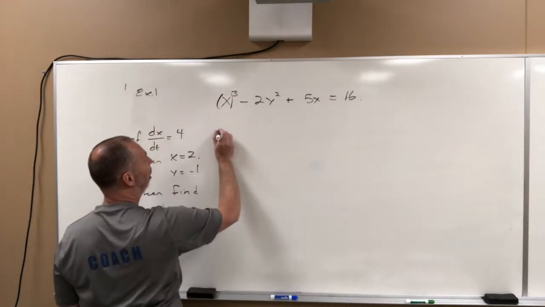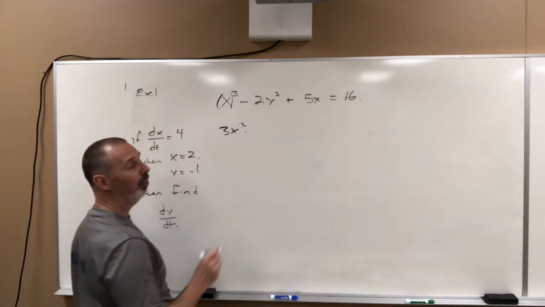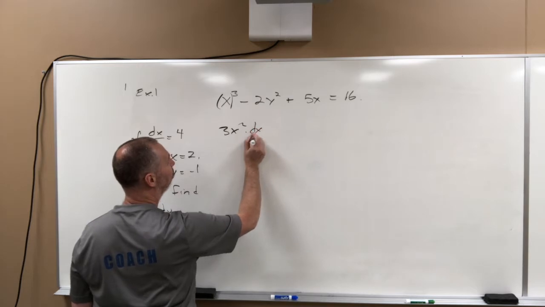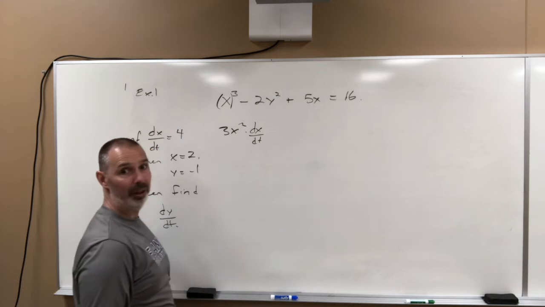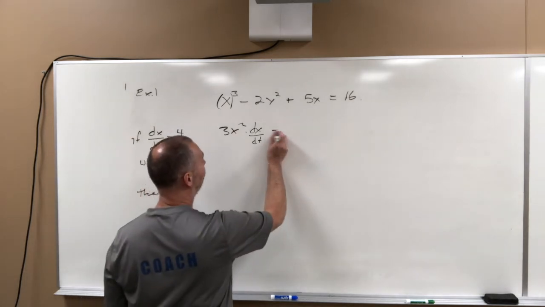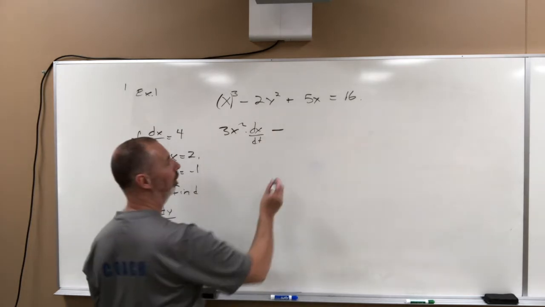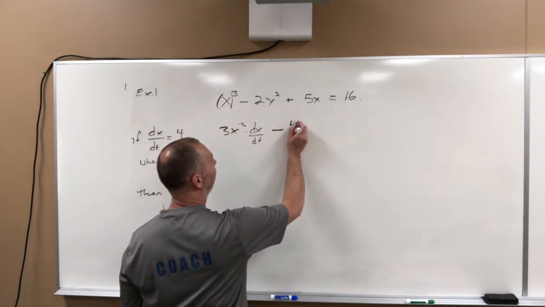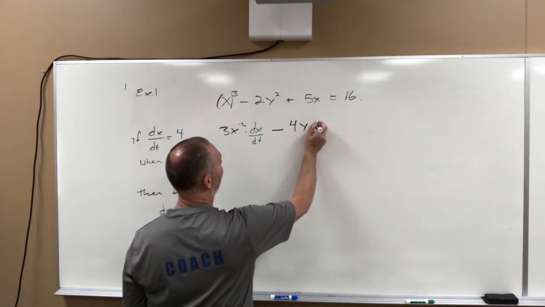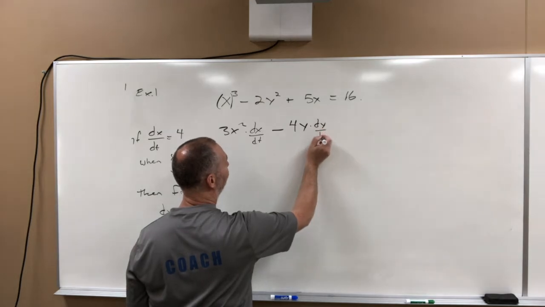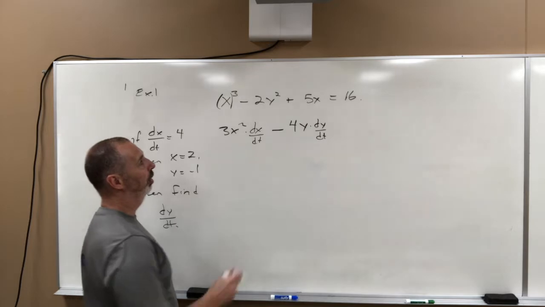So I'm going to multiply the 3 out front, I'm going to get 3x squared, and then I'm going to take the derivative of x with respect to time. So times dx/dt. Okay, and that's the derivative of 3x cubed. Minus, now we're going to take the derivative of 2y squared. Again, we start by multiplying the exponent out front, reducing it by 1, times the derivative of y, which again, with respect to t, becomes dy over dt.